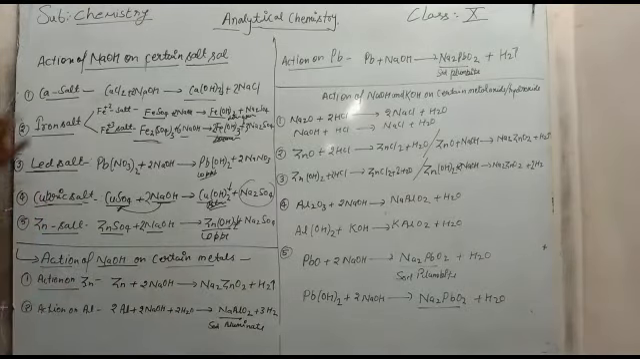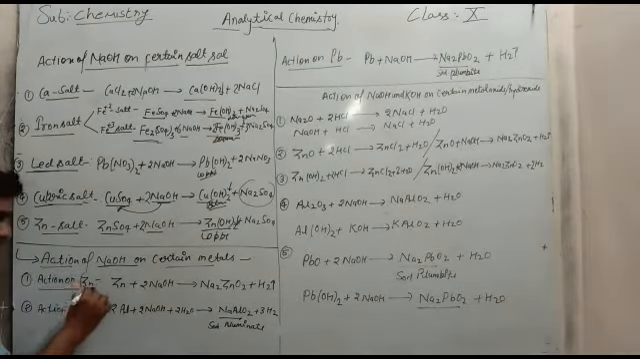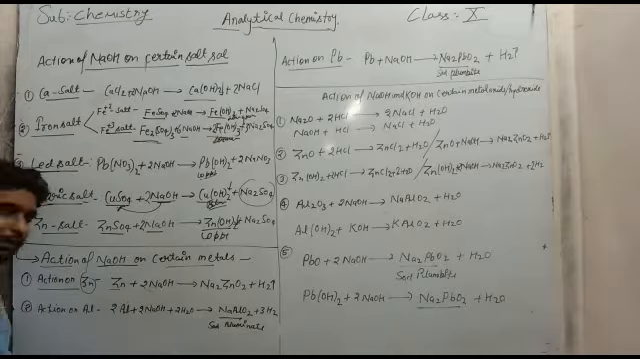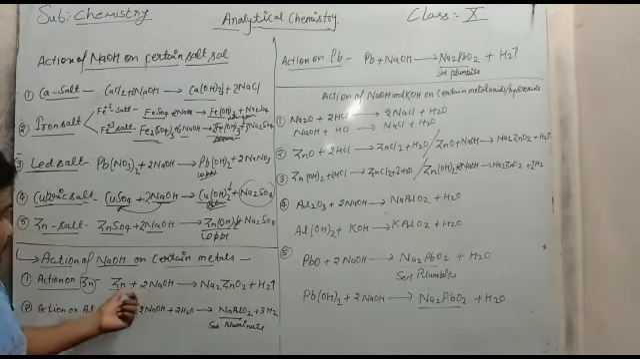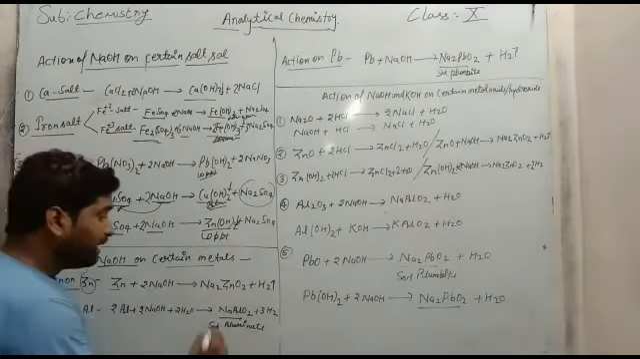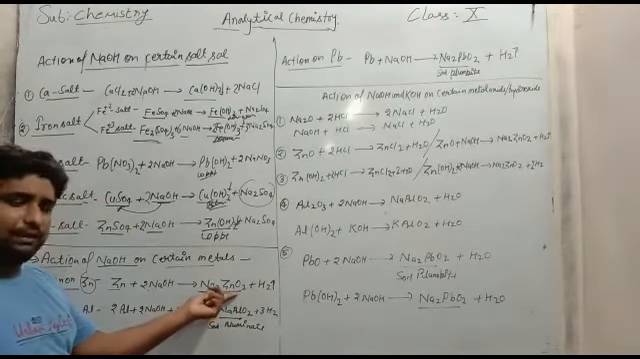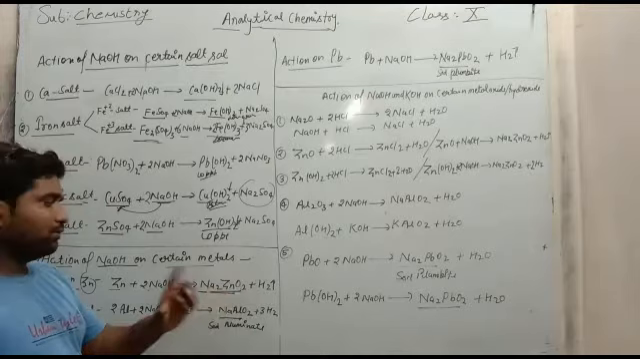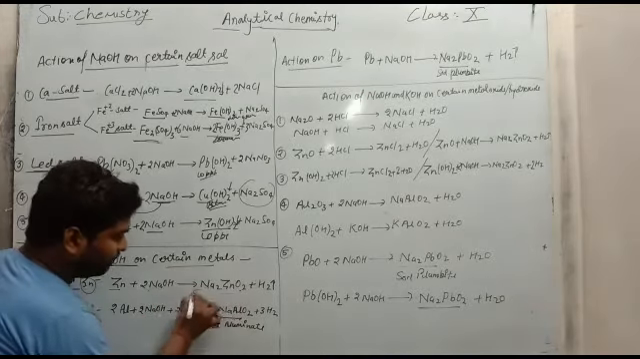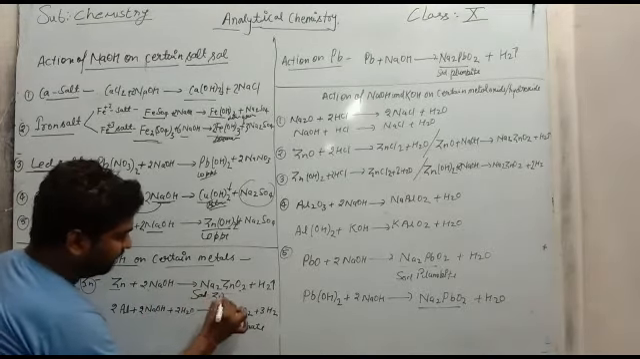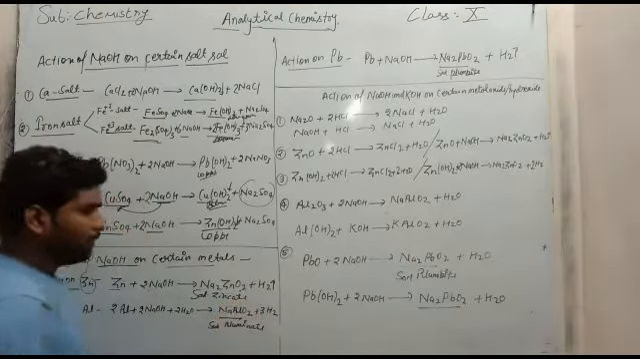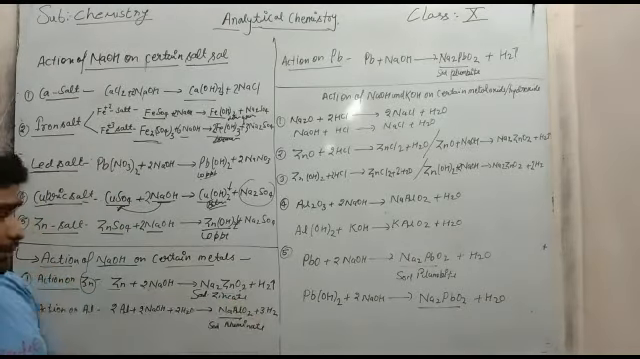These are the reactions of caustic soda and salts, and these are the reactions of caustic soda and metals. So first metal is zinc. When zinc reacts with NaOH, that means caustic soda, then Na2ZnO2, sodium zincate, is formed. This compound is colorless. There is no color. It is sodium zincate, and it releases hydrogen gas.